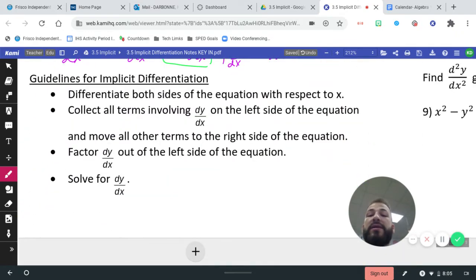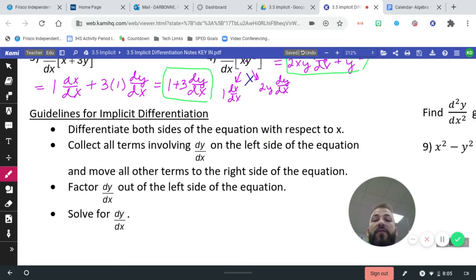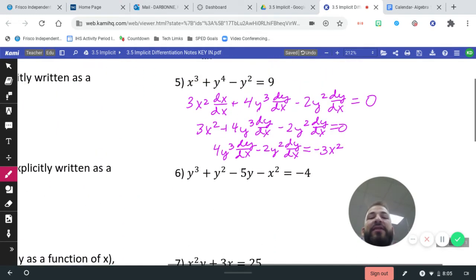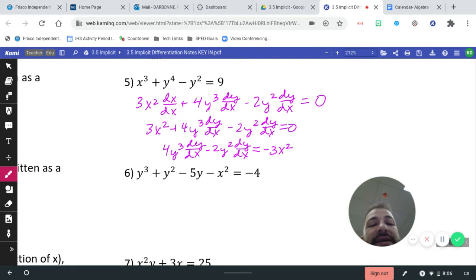Next step is to collect all terms involving dy/dx. Just did that. Next step is to factor dy/dx out of the left side of the equation. So what you notice is because everything on the left side has that dy/dx in it, I can factor it out like it's a greatest common factor. Okay, so I can take out dy/dx and multiply it by 4y cubed minus 2y squared. And that would be equal to negative 3x squared.